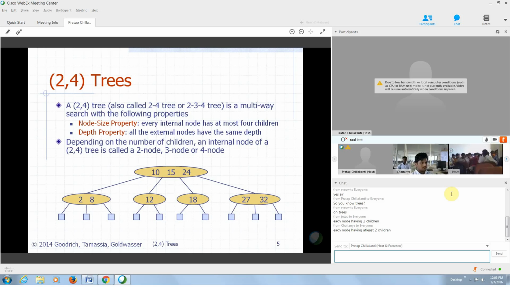So here is another type of tree, the 2-4 tree or 2-3-4 tree. It's a multi-way search tree with the following properties. These are all a little bit advanced concepts. Now, all of you are telling me you have done trees. That's why I'm going through that fast for now. But we'll come back to it when we implement some algorithms on the trees, okay?